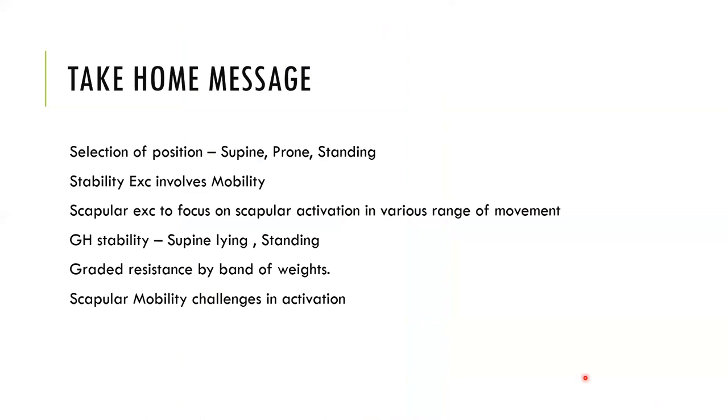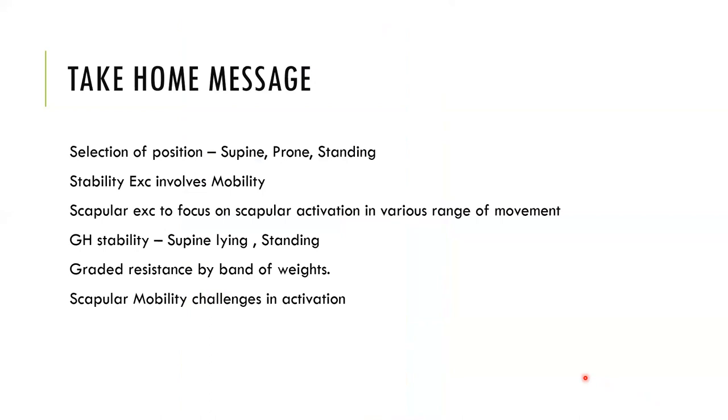So the take-home message is selection of position is key. We need to find out which is the better position for them to have the scapular activation done. It could be supine, prone, or standing. Then the stability exercise involves mobility. So we tell the patient that we are not looking at full range of movement, that they have better control of the scapula while doing the glenohumeral movement.